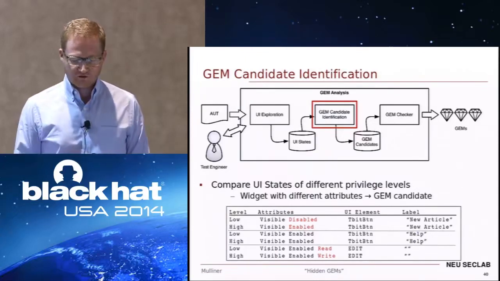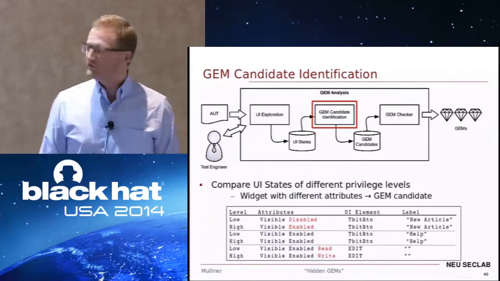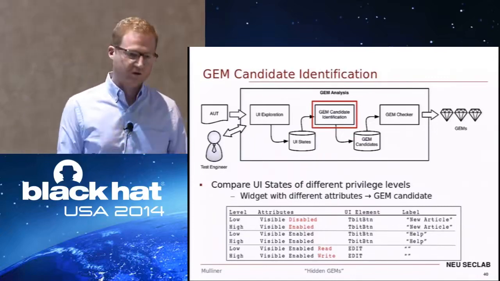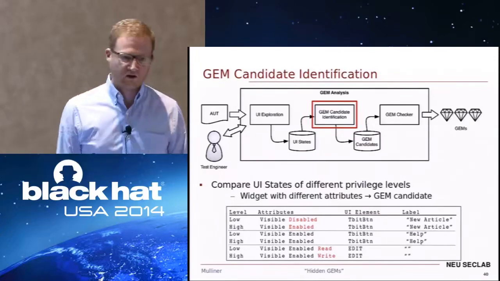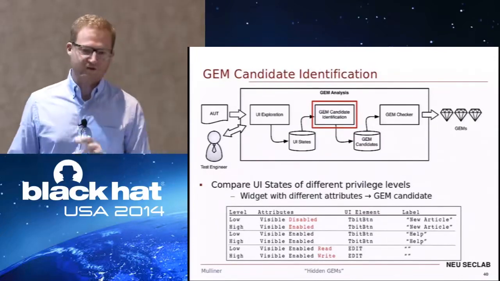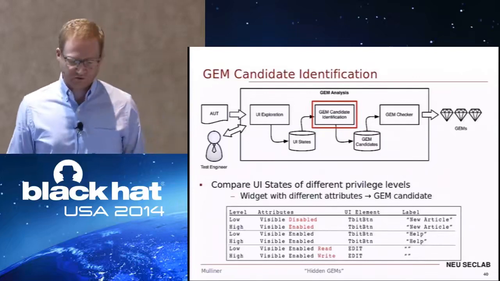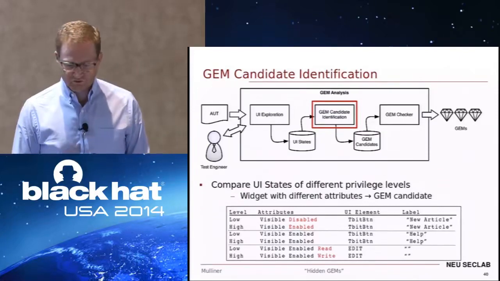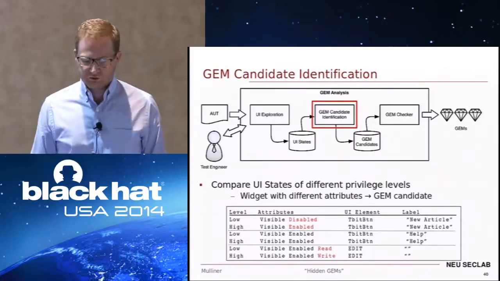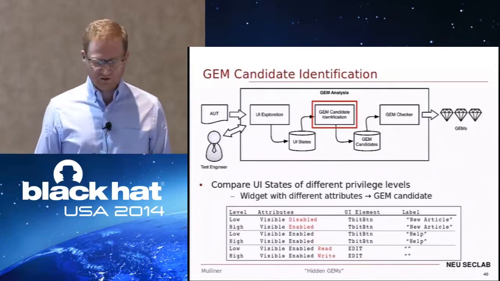Then we go to the next example. It's a button again. The button says help, so it will probably just open the help window, but both the low and the high privileged users are able to read the help, of course. So there's definitely nothing to be found there. And then we have this text edit field, the third example, where the low privileged user has it set to read only, and for the high privileged user, it's set to read and writable.